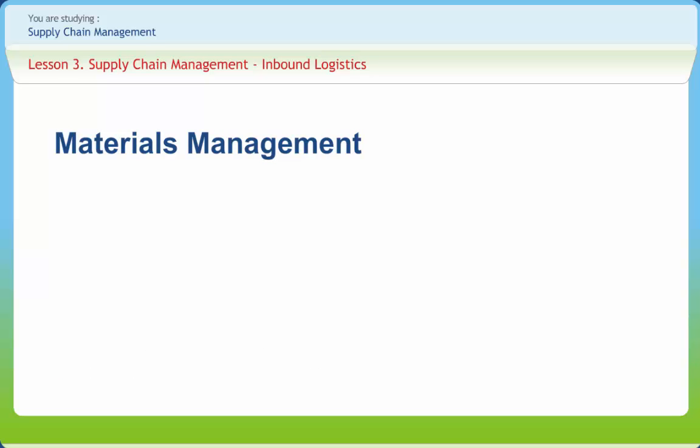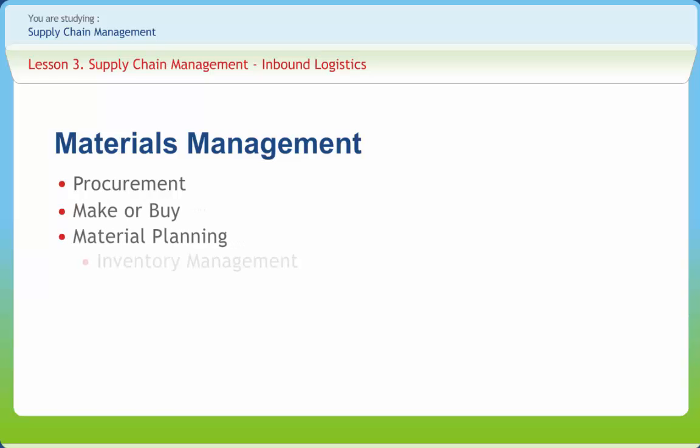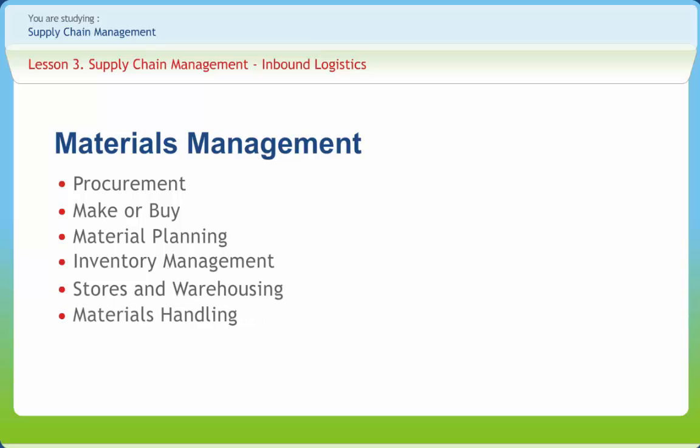It is an integrated approach to planning, acquisition, conversion, flow, and distribution of materials. It reduces total costs associated with the acquisition and management of materials. Materials management is composed of various sub-functions like procurement, make or buy, material planning, inventory management, stores and warehousing, and materials handling. Procurement is also known as buying.